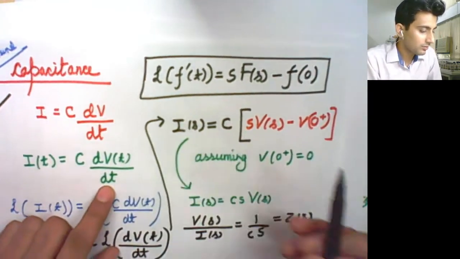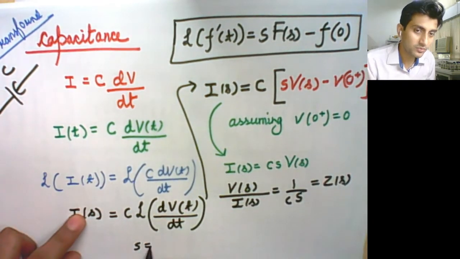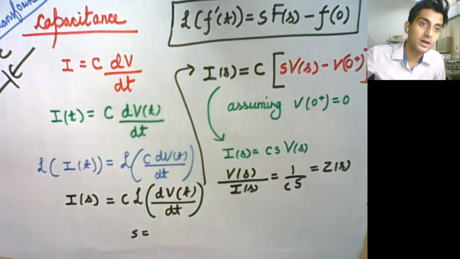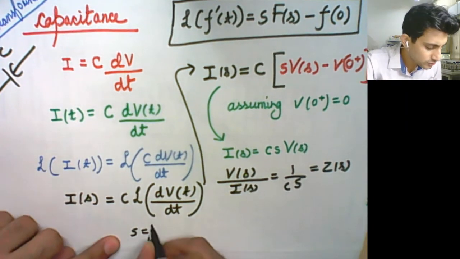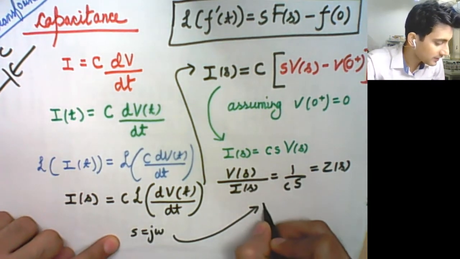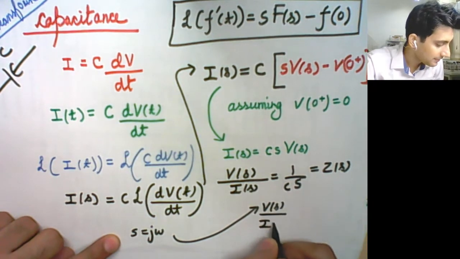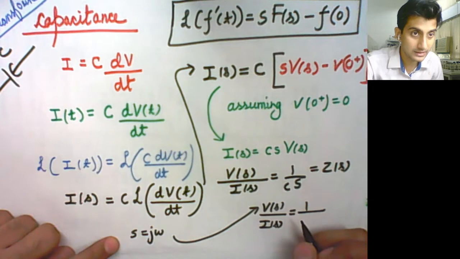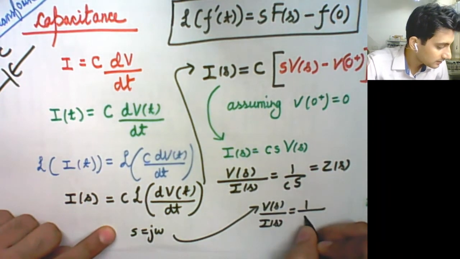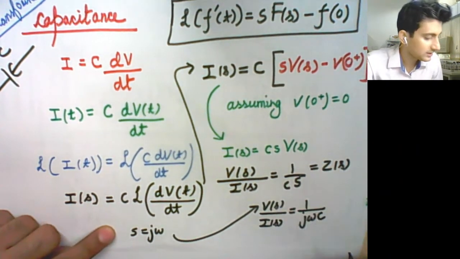Now tell me, what was the value of S we have taken, when I told you in Laplace transform use S equals j omega. So just put j omega over here. You will get a very nice thing which you have already done in your BSc first semester or in your 12th class as well: 1 upon j omega C.